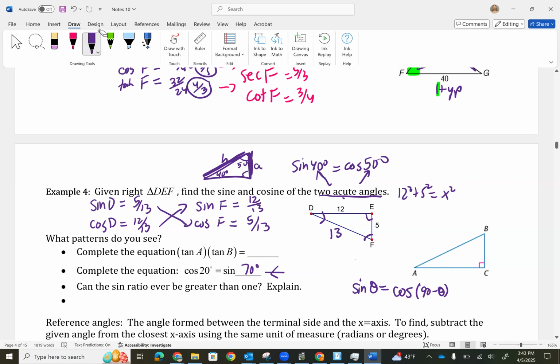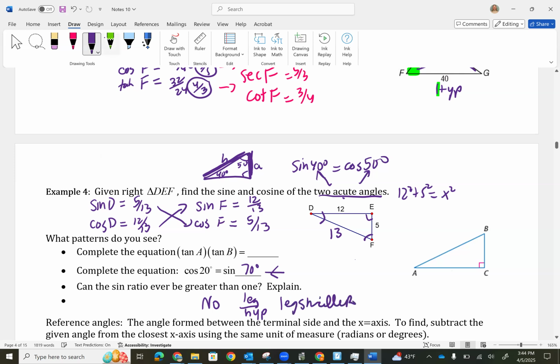The next question would be, could sine or even cosine ever be bigger than 1? And the answer is no. Why? Because it's a leg over the hypotenuse. And will that ever be improper? No. The leg is always smaller than the hypotenuse, okay?